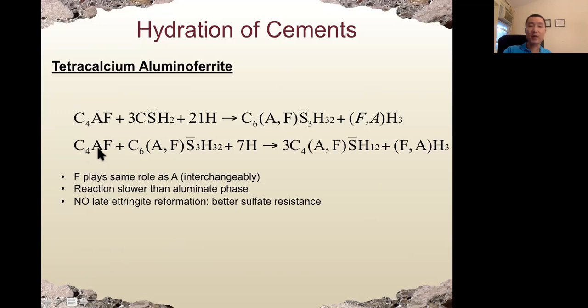The reaction speed of C4AF is also slower than C3A. This is another good thing. And ferric F plays the same role as A or alumina. So F and A are interchangeable. For example, you can think of this part as C6AF with 3 parts of sulfate and H32 as the equilibrium of ettringite, but the reaction speed is slower than the aluminum phase. And this part you can think of as monosulfate aluminate, but with slower hydration speed.